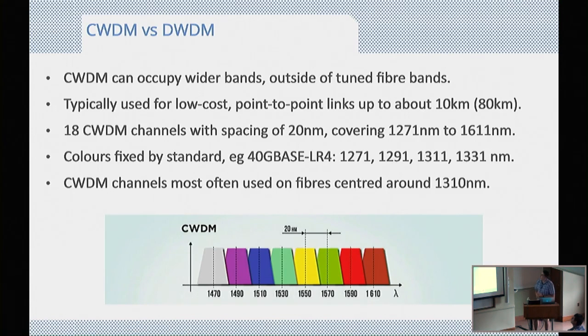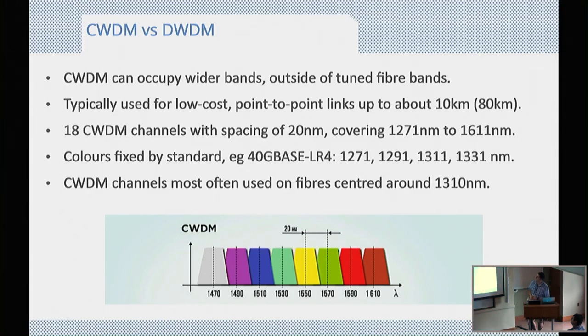The difference typically comes in the lengths that you want to run, what you want to do with this thing. CWDM can occupy wide bands outside of the tuned fiber band. And it's typically used for low-cost point-to-point links up to about 10 kilometers. MeerKAT actually uses this as links out to all of our antennas. And if you're careful about losses, you can squeeze out a lot more than 10 kilometers. We run them up to 12, no problem.